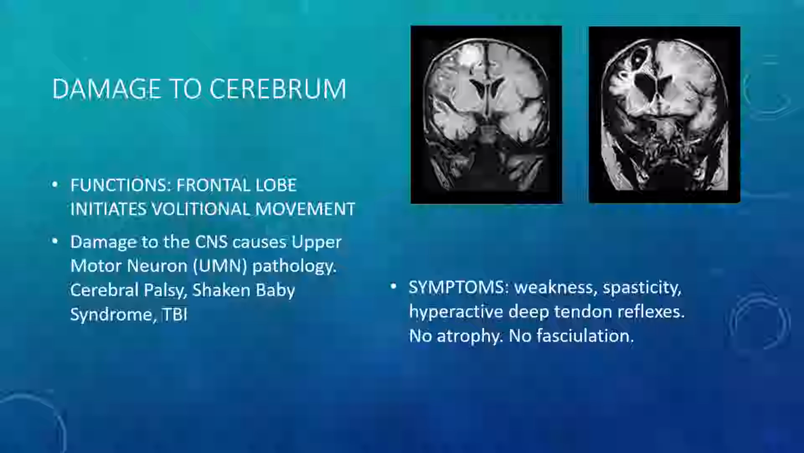So the function of the frontal lobe of the cerebrum, cerebral hemispheres, is that it initiates voluntary movement. So it's not the prefrontal cortex, but we're talking about the whole frontal lobe. And damage to that will cause what's called an upper motor neuron pathology. And you would see that in shaken baby syndrome, cerebral palsy, and with just traumatic brain injury. And this picture, the one on the left, is actually of a child that was shaken. You can see that whitish injury there on the left side.